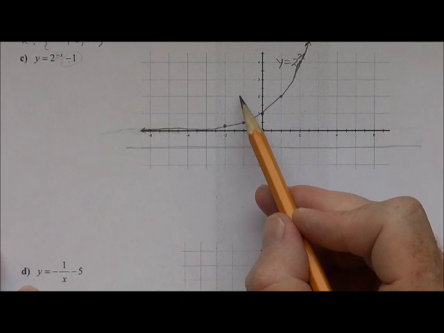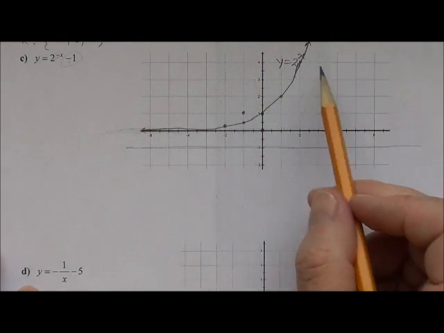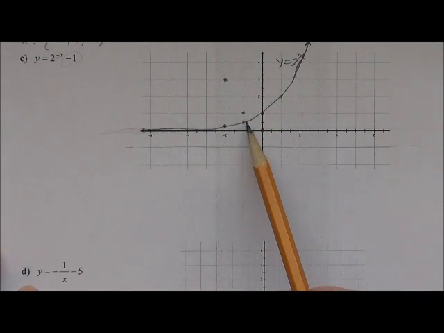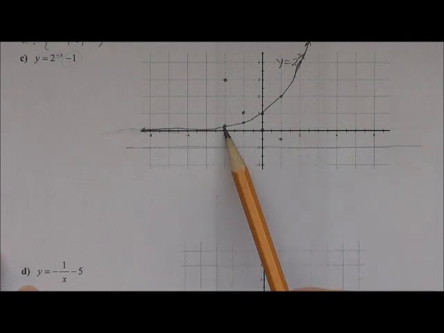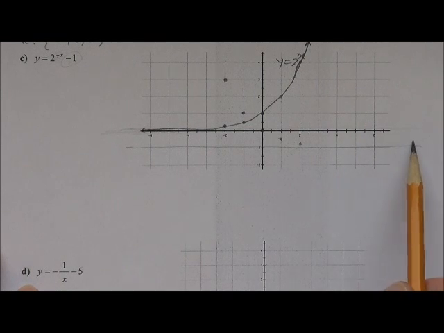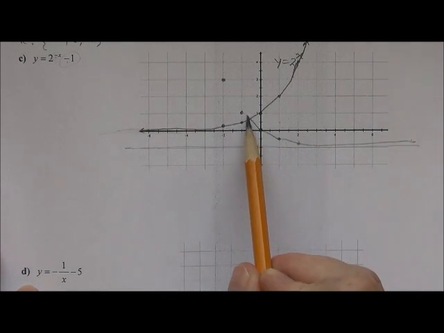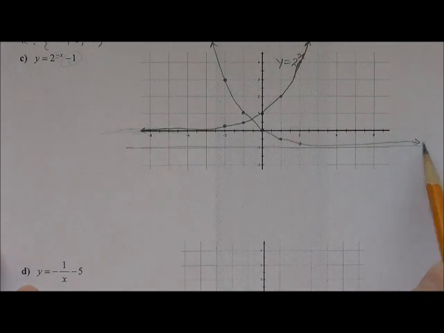So this one comes over here and down 1. This point comes over here and down 1. This point flips over here and down 1. And this point flips over here and down 1. So basically this new function, if I can draw this backwards now, okay, that's the new function.